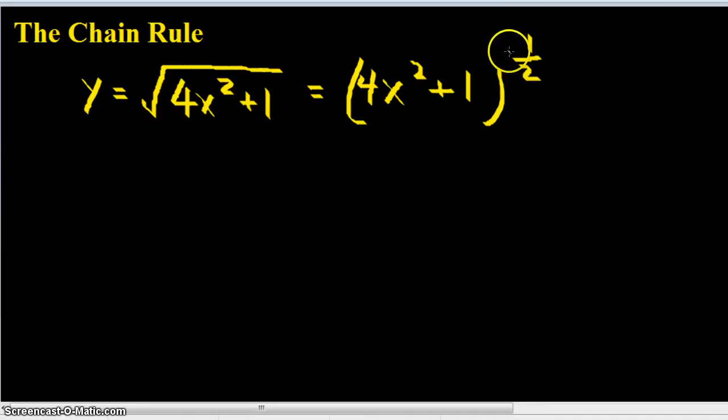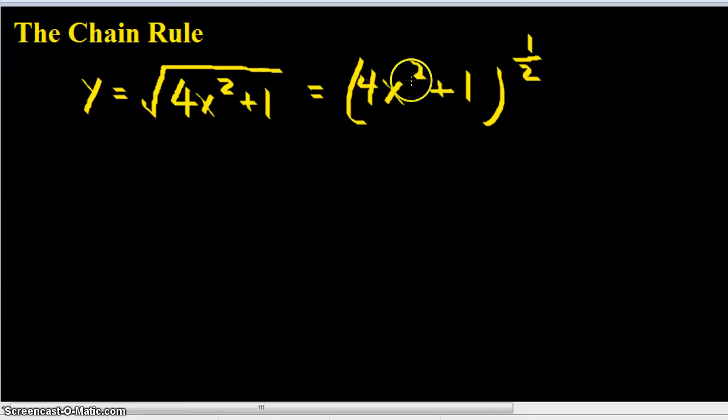Okay, and I can see that what I have here is a quadratic, right? A quadratic function, a quadratic equation. This 4x squared plus 1. This is a quadratic inside a square root, right? This is my quadratic inside the square root function. So we kind of have a function in the function.